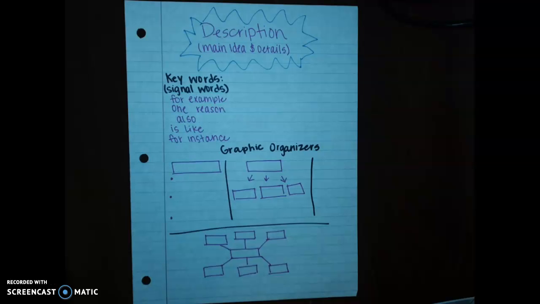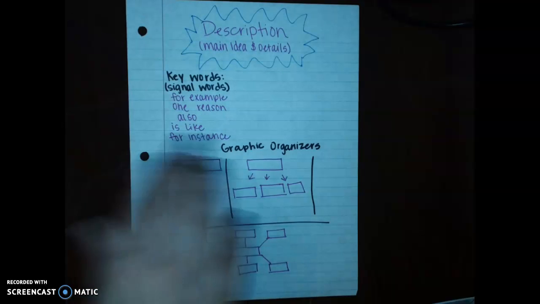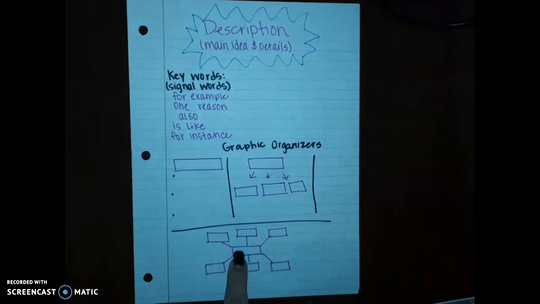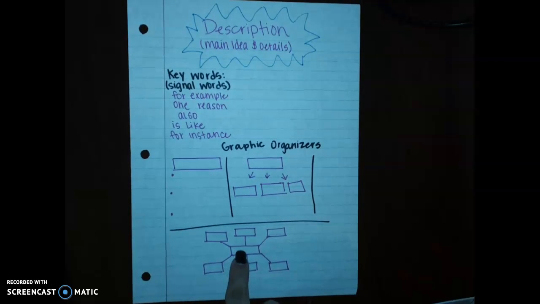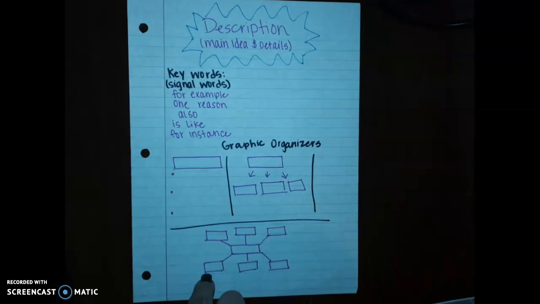Remember that description helps us identify the main idea and its details. I'm going to show you some organizers also here. We're going to talk through them, and they may help you identify main idea and details. Some of these may look familiar to you. So this one right here, we've been using a lot lately in our writing. This is our topic or our main idea box. And then these are the details that we use when we start writing, when we brainstorm.